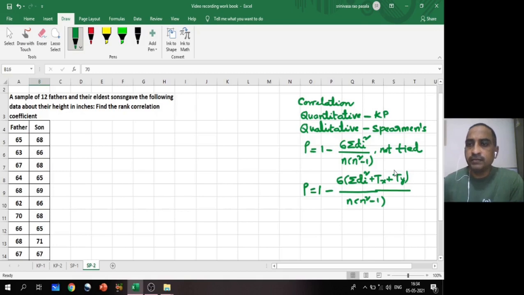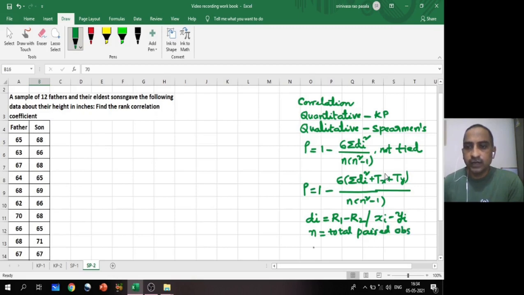So what do you mean by di? Di is nothing but the difference between the ranks, R1 minus R2, or in some textbooks they use xi minus yi, whatever it means. And n is nothing but the number of paired observations, right? So the total number of paired observations.